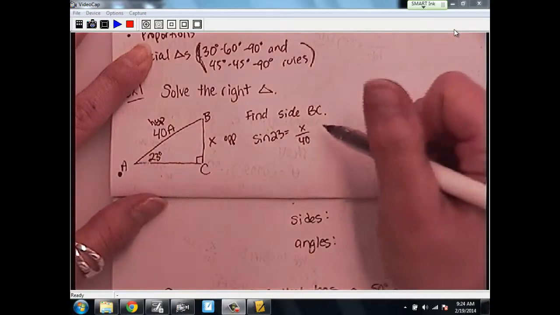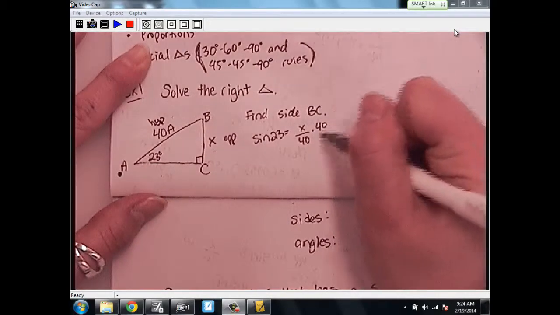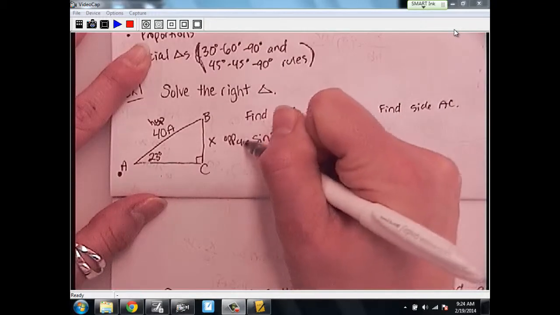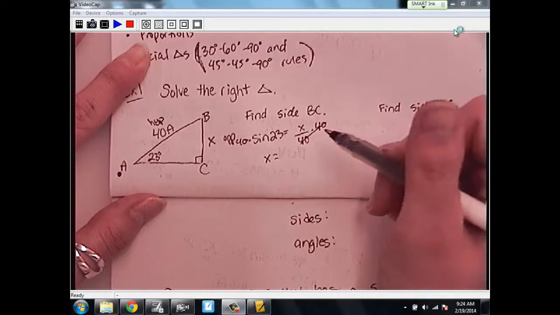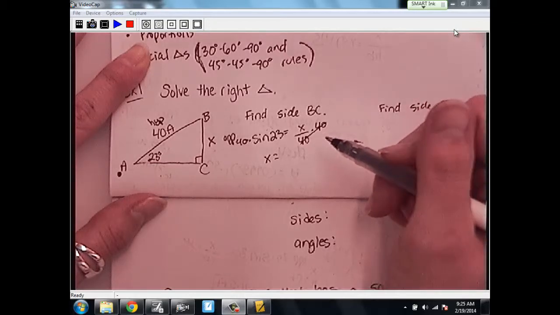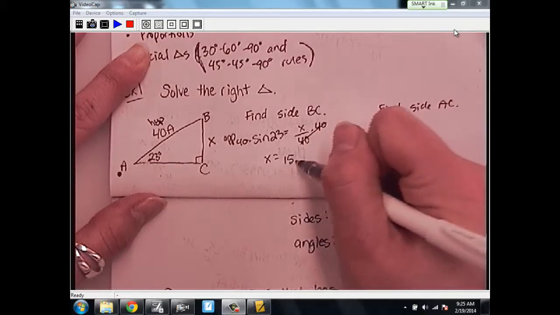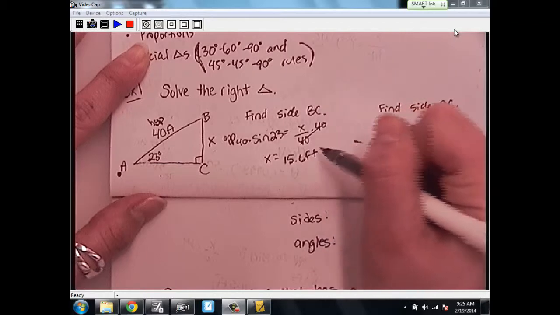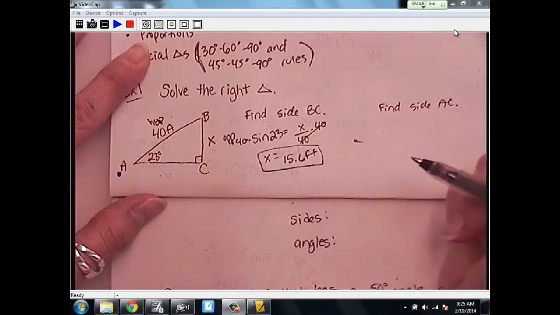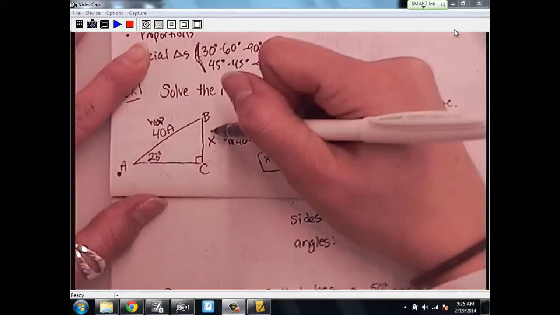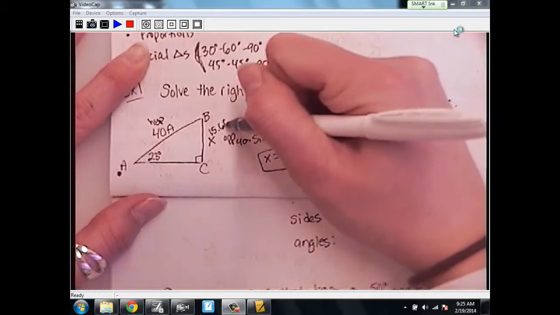X is up high, so we multiply. 40 times sine of 23 will give us X, and X is 15.6. So this side right here is 15.6 feet.